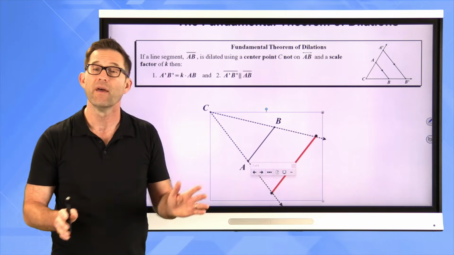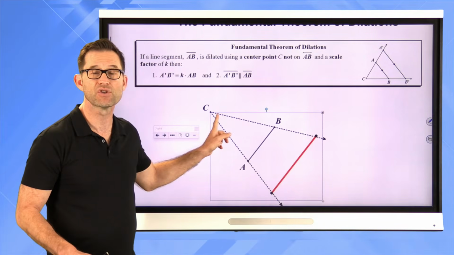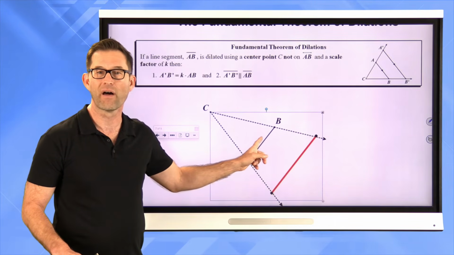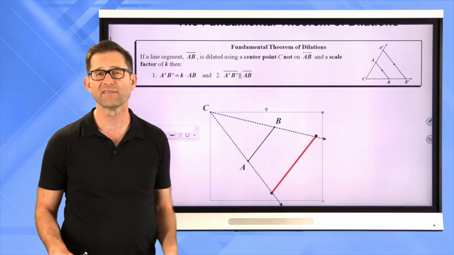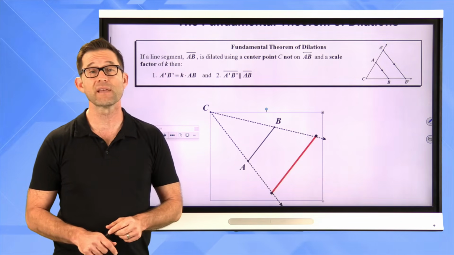Now, of course, keep in mind, this is true as long as the center of dilation doesn't actually lie on the line or line segment that you're dilating. If it does, then we go back to that boring case that we looked at where it's just like, oh, it's the same line.